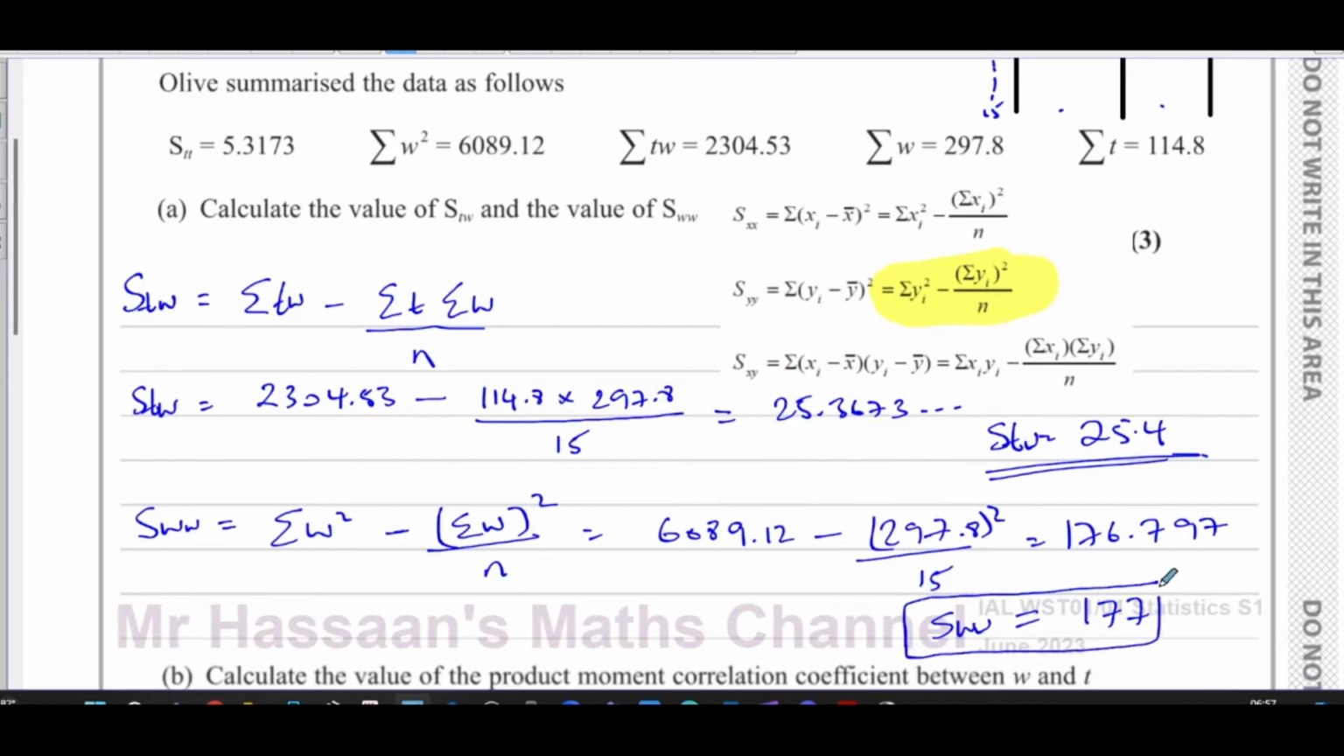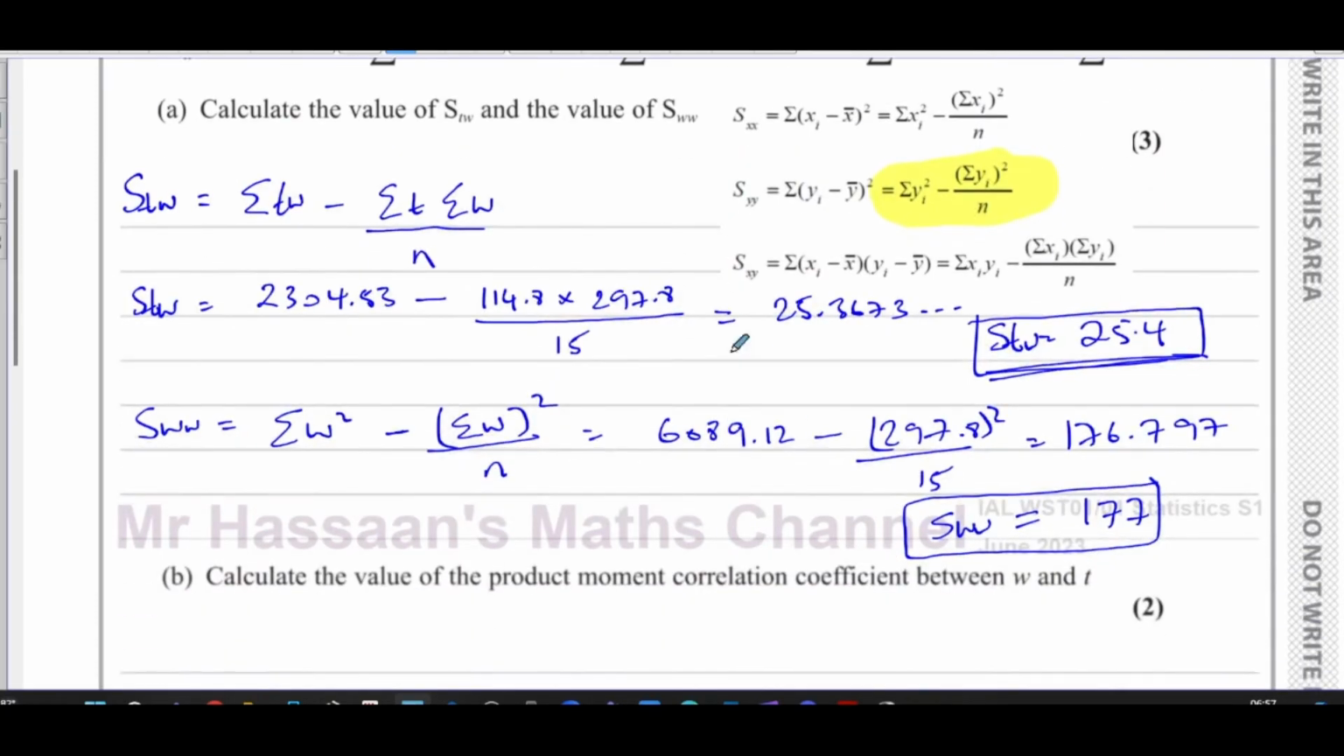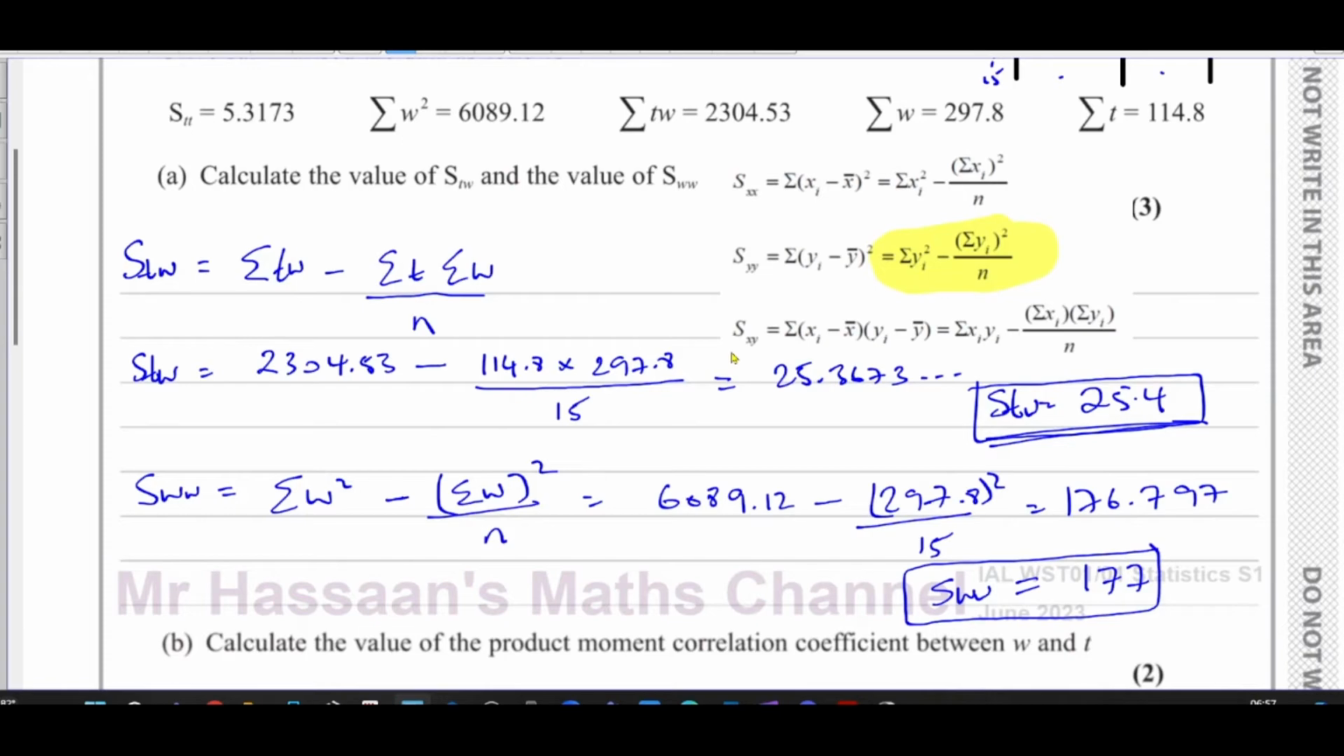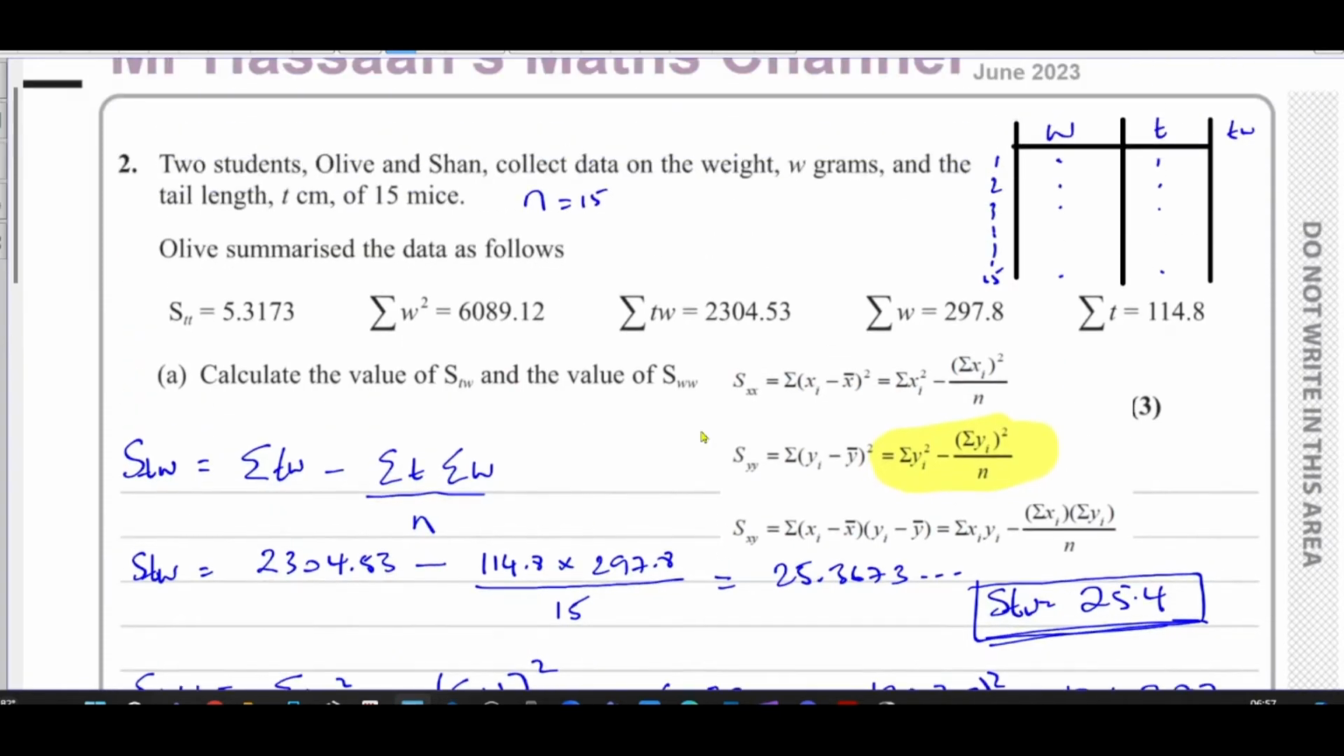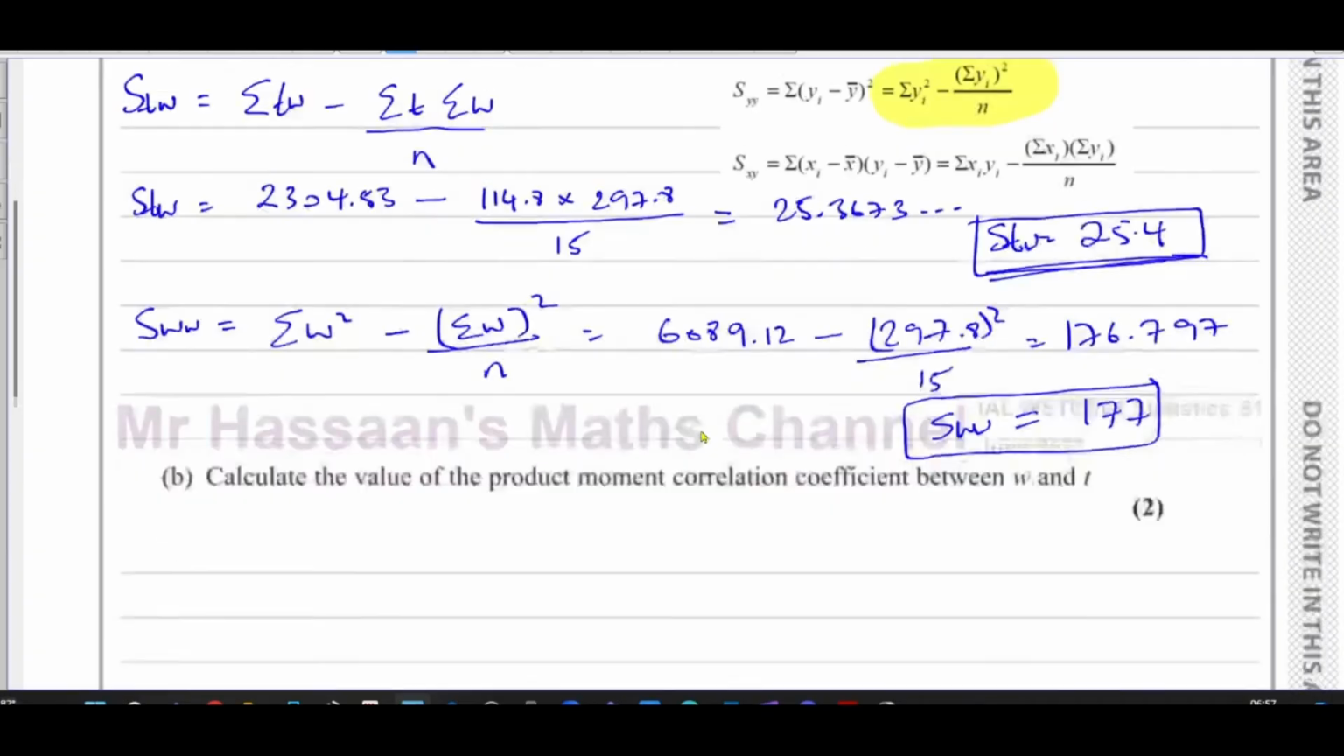Okay, they didn't tell us how to write it, so we write it to 3SF as we are told in the beginning paper. Front cover tells us non-exact values to 3SF. All right, so that's part A done. Now we're going to go on to part B.